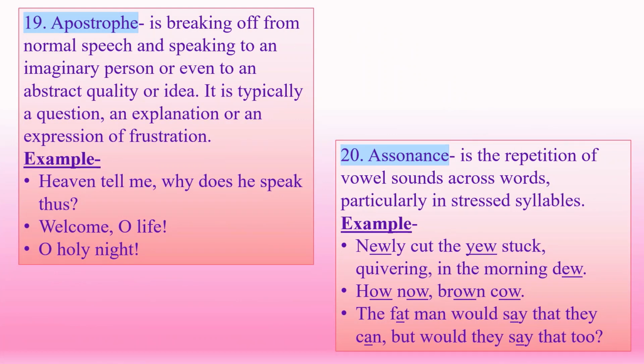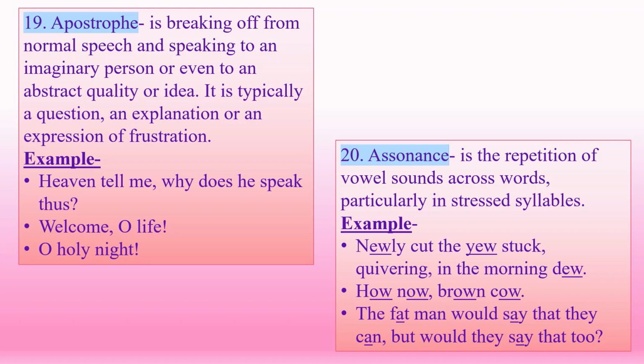Moving on to the second last figure of speech in the list, and that is apostrophe. Apostrophe is breaking off from the normal speech and speaking to an imaginary person or even to an abstract quality or idea. It is typically a question, an explanation, or an expression of frustration. For example, Heaven, tell me, why does he speak thus? Welcome, O life, O holy night. So basically, it is a speech or a phrase that is addressed to an imaginary person or for an abstract quality or an idea.